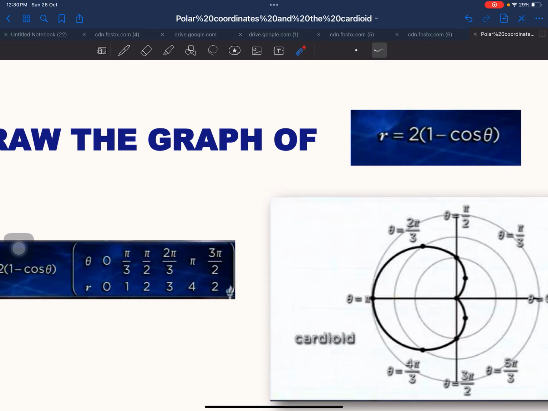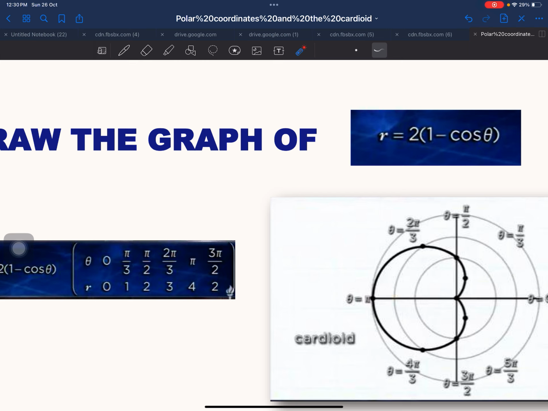And then we can now connect. And then this one is for 5 pi over 3. Okay? So this is for 5 pi over 3. Then we connect the points to determine the curve. Okay?